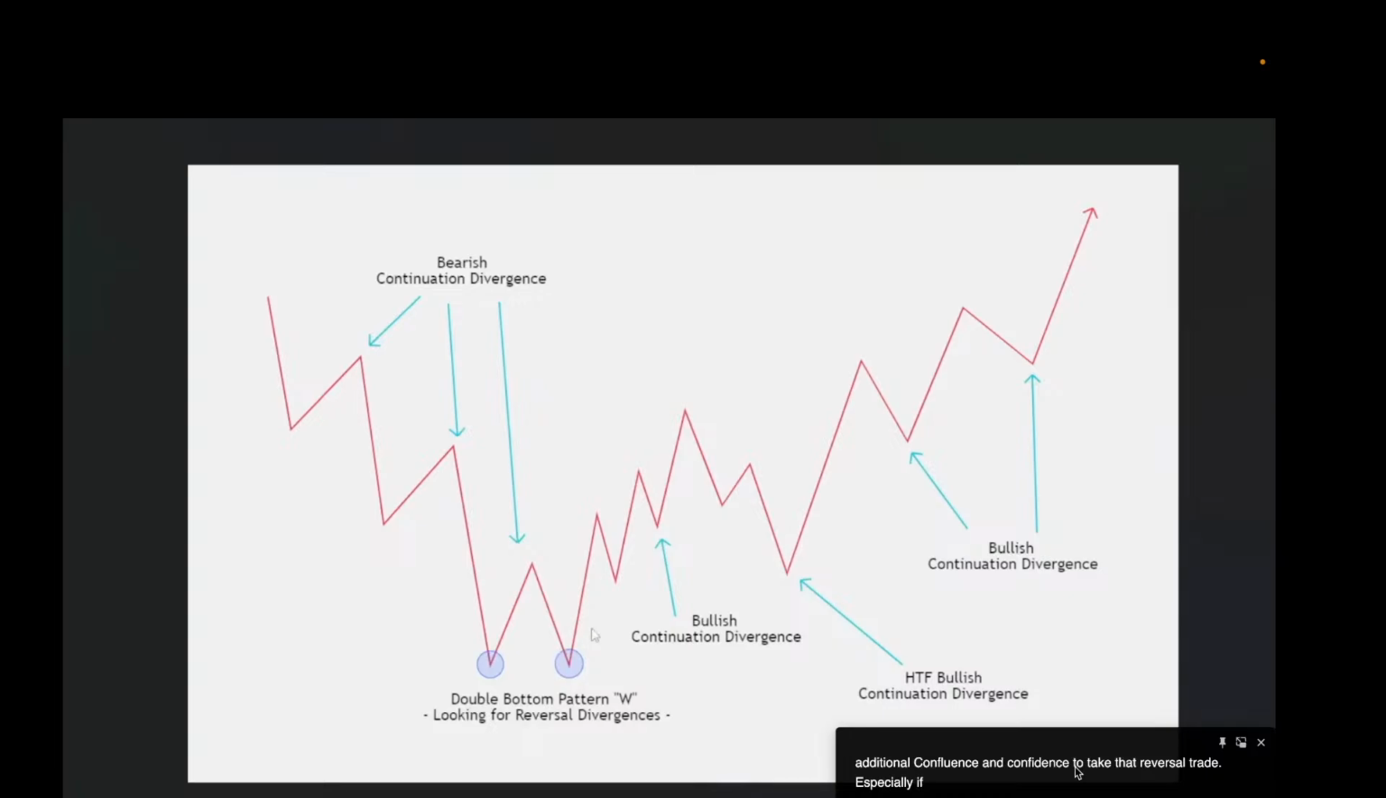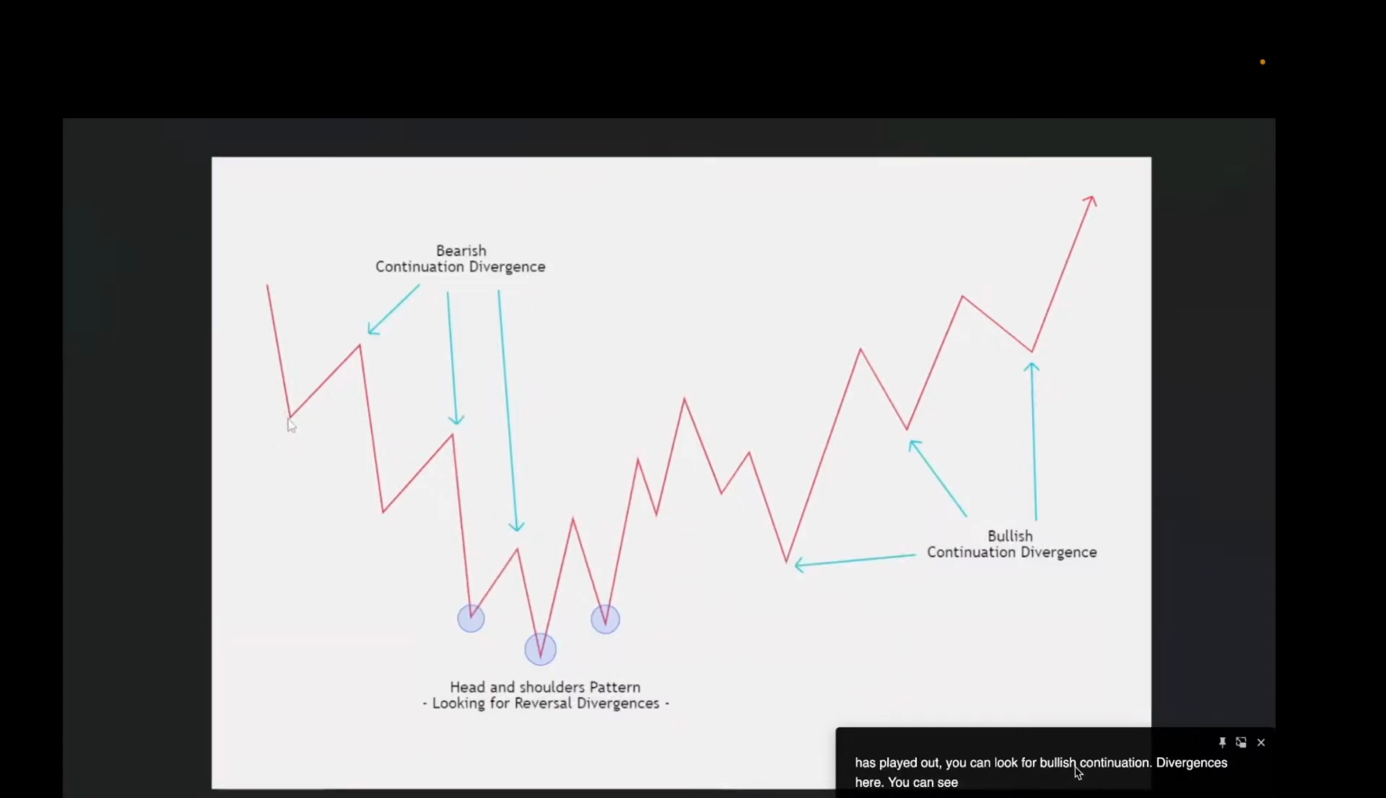Once the reversal has played out, you can look for bullish continuation divergences. Here you can see the lower lows and lower highs, lower low, lower high. On these lower highs, you're going to be looking for continuation divergences. On the lows, you would be looking for a reversal divergence if you are counter trend trading.